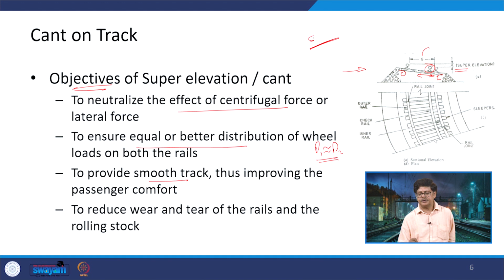Then, to provide a smooth track so that the passenger comfort can be improved, because when you are moving from a straight track to a curved track, there is a sudden application of a centrifugal force. So, if nothing is provided in between, and the superelevation is not provided in a smooth manner, all of a sudden we will find that there is a jerk acting outwards. So, comfort is to be looked at, and that is where the superelevation has to be considered. And it also reduces the wear and tear of the rails as well as the rolling stock, because if it is not provided, there will be either higher pressure on the outer rail or higher pressure on the inner rail, and accordingly the wear and tear will be higher either on the outer rail or on the inner rail.